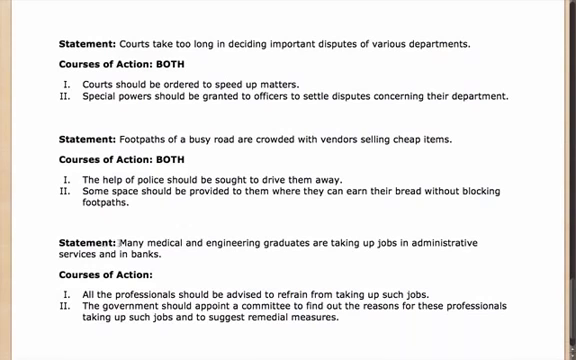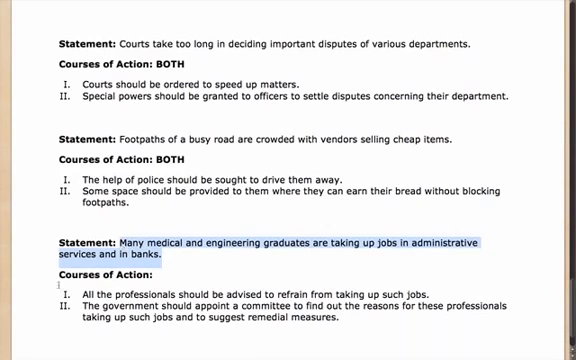Moving on to the next and the last question. Many medical and engineering graduates are taking up jobs in administrative services and in banks. Well, I don't know that much about medical, but a lot of engineering graduates are doing that. But once again, the biggest mistake that you can make in such sort of questions is going by assumptions or going by facts that you think you know. You have to consider the given statement as true. So even if you know that no medical guy is taking up a job in administrative services and banks, you have to assume that the statement given is true.